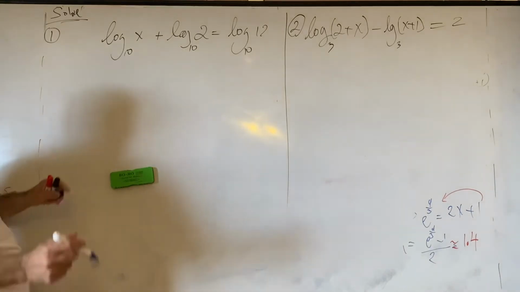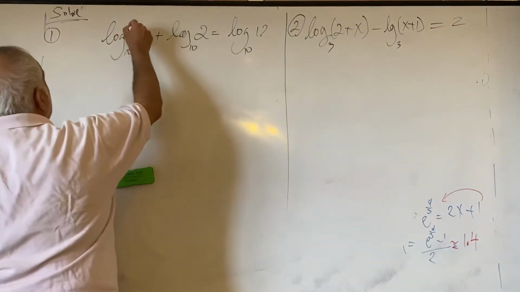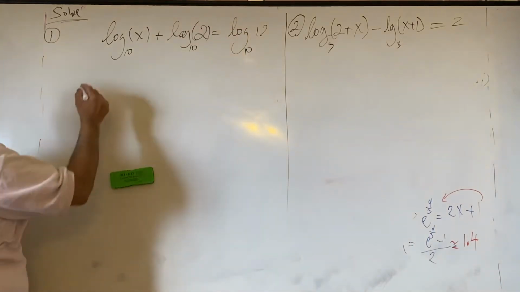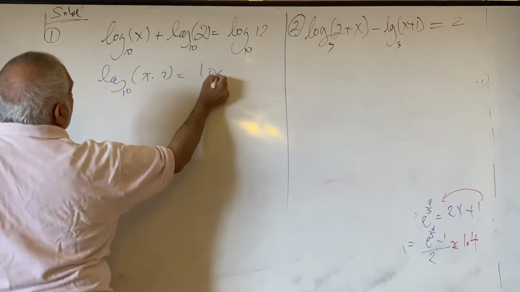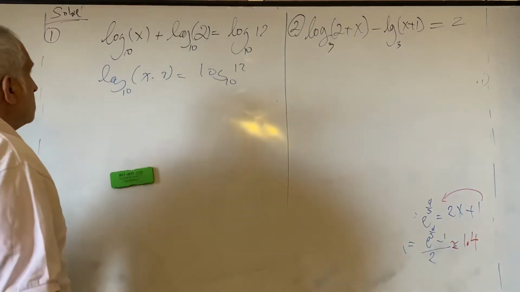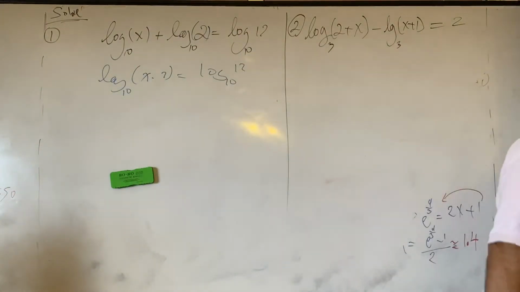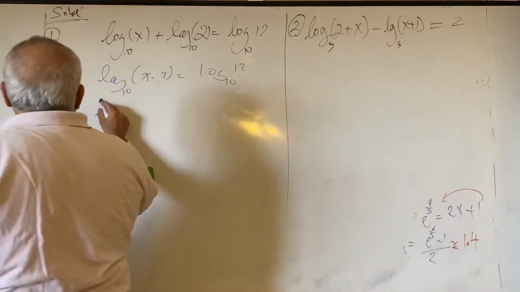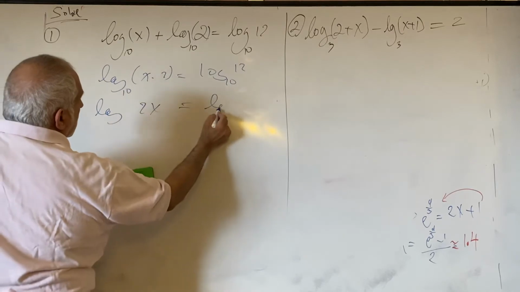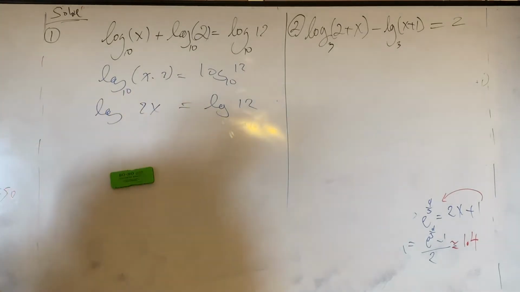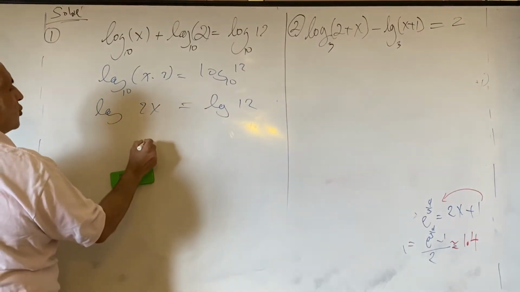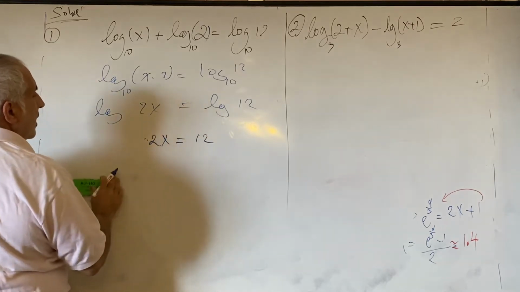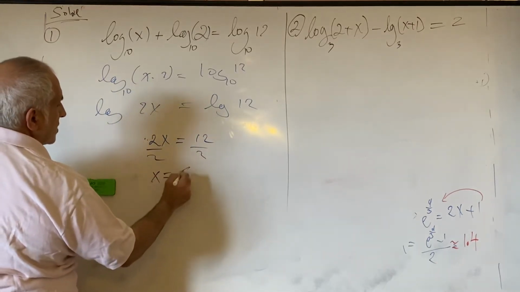The simple rule says, whenever you add the logs, you multiply these. Let's do it. So it's a log x times 2, same base, equals log 12, same base. That's cool. So, what happens 2 times x? Well, it's log 2x equals log 12. I don't have to write the base 10 as I told you before. All right? Since both of them are the same log, same base, I could conclude that this equals this. And when you divide both sides, x equals 6.